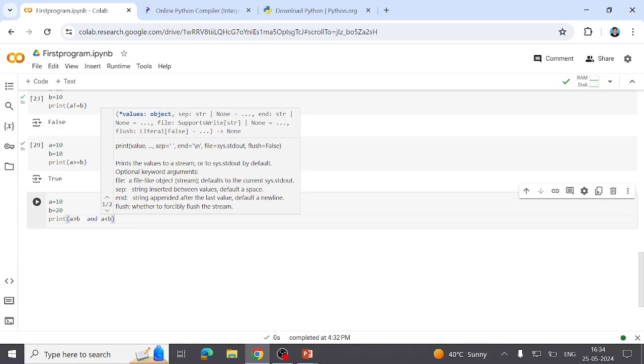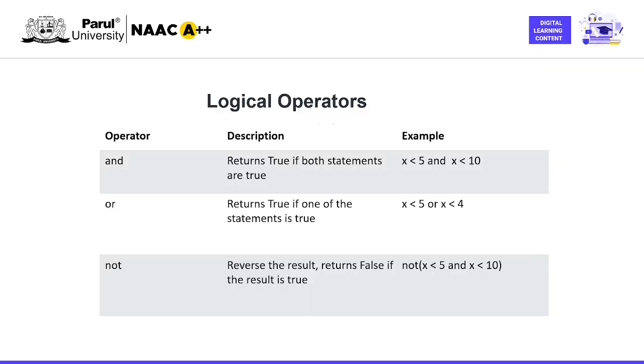A logical operator is used to join, to connect. There are three types of logical operators: and, or, and not. And means return true if both statements are true. If left and right are both true, then true. Or means any one of them is true; if any one of them is true, then the overall output is true. Not means whatever the output of the condition, the output is just reversed.